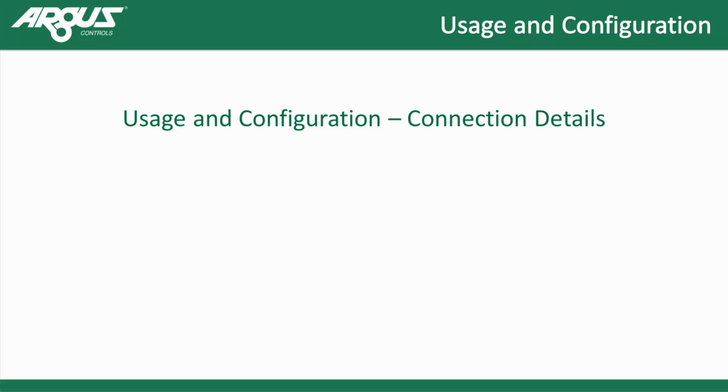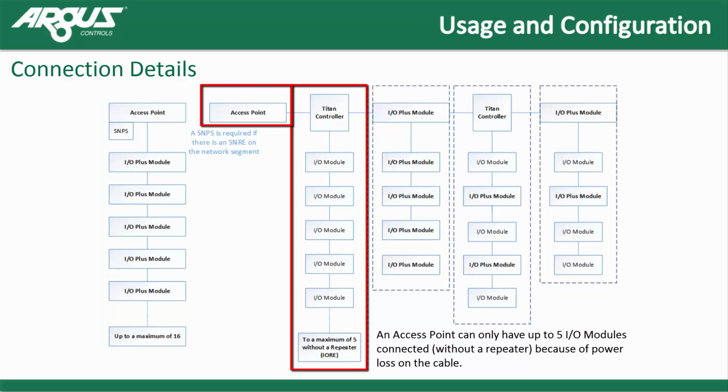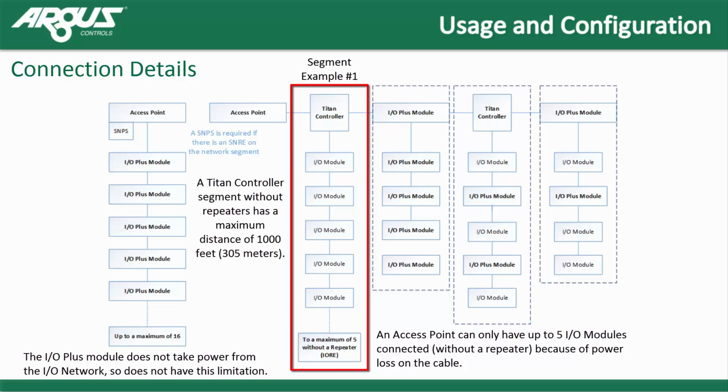Connection details. An access point allows for up to 16 I/O Plus modules to be connected to it. An access point can only have up to 5 I/O modules connected without a repeater because of the power loss on the cable. The I/O Plus module does not take power from the I/O network, so does not have this limitation. A Titan controller segment without repeaters has a maximum distance of 1,000 feet.